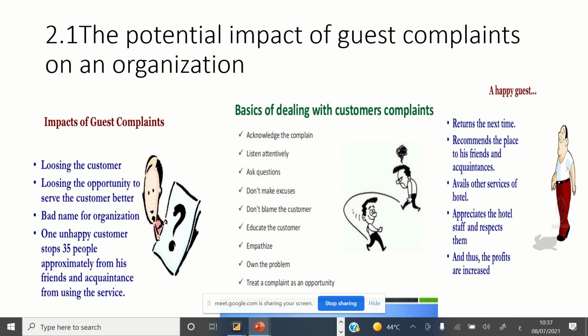We need to make sure that we deal with the complaints in the correct way. If we deal with the complaints in a good way, we make sure that the guest is still happy with the provided services. In this case, he will return to our hotel next time.